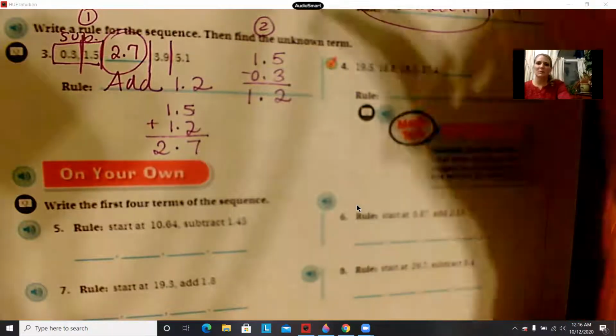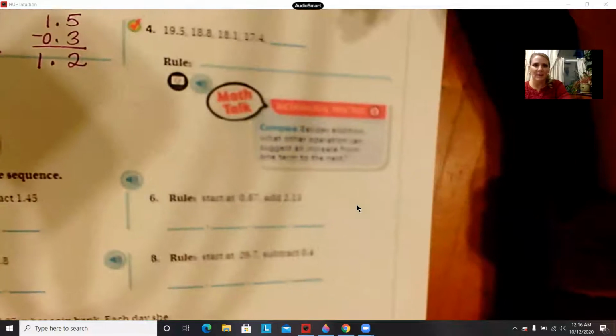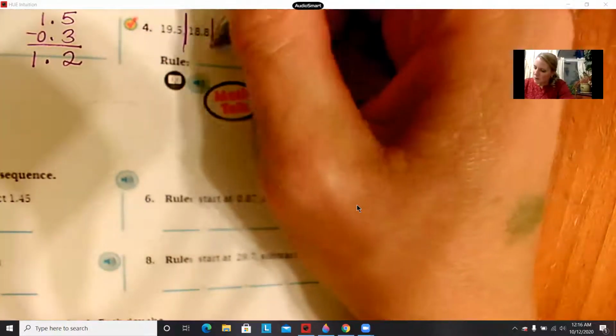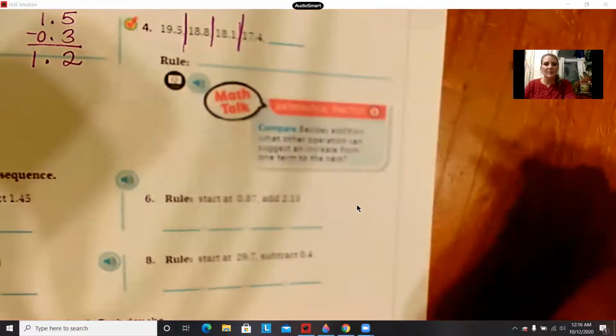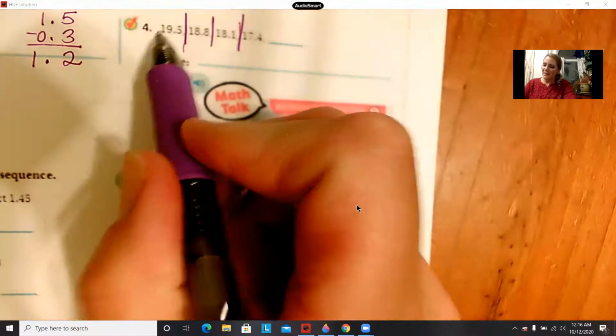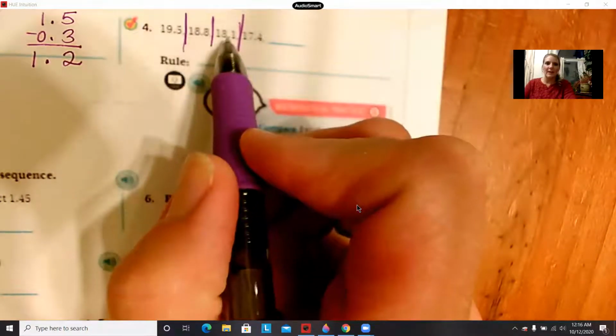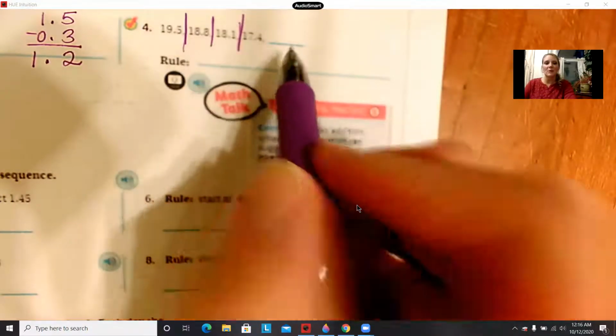Alrighty, over to number 4. Let me scooch it over so it's not quite as blurry. There we go. All right, kiddos, draw those lines where the commas are. Good separation. Okay, let's look at our terms. Are they going up, increasing, or decreasing, going down?